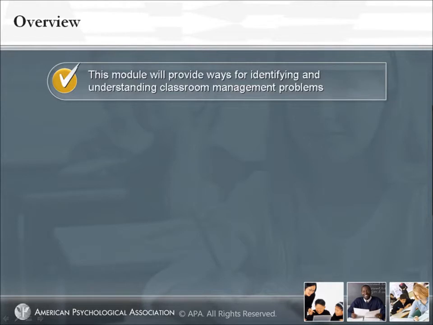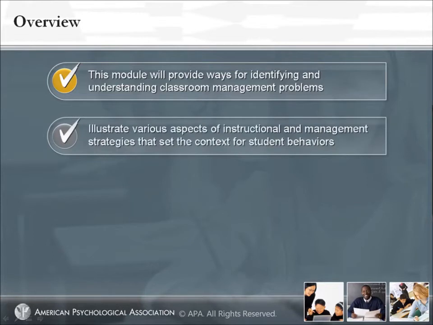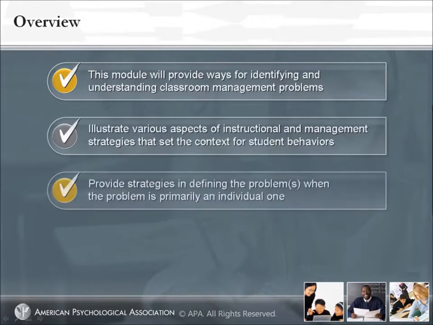By examining Mr. Jones' situation, we will illustrate various aspects of instructional and management strategies that set the context for student behaviors. Then we will look at Ella's case to provide strategies in defining the problem when the problem is primarily an individual one.